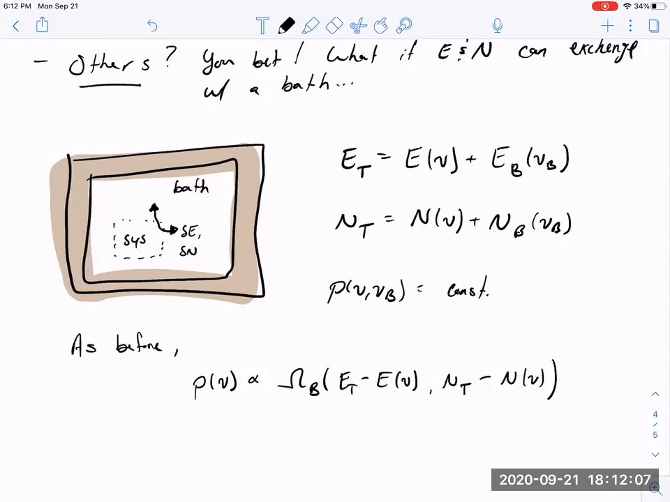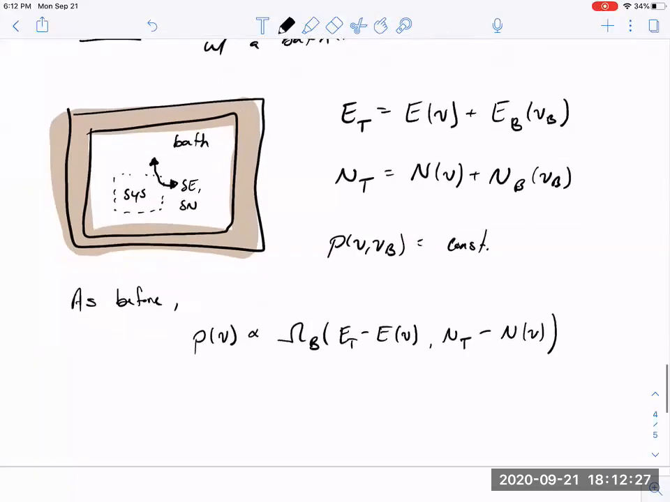So if I set the energy of the bath and I set the number of particles in the bath, I can count up how many microstates are consistent with that energy and particle number, and that will give me the probability of a microstate in the system. The likelihood of observing a state of the system is just given by the number of ways it could happen, which in this case is just the number of ways the bath can exist given that stated arrangement in the system.